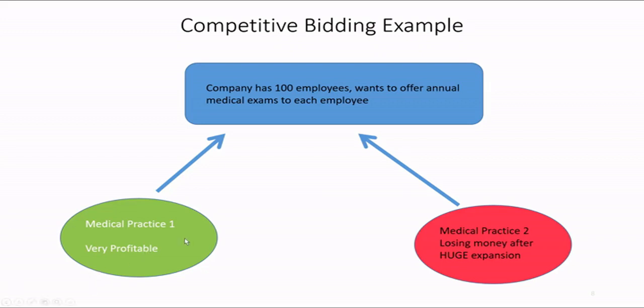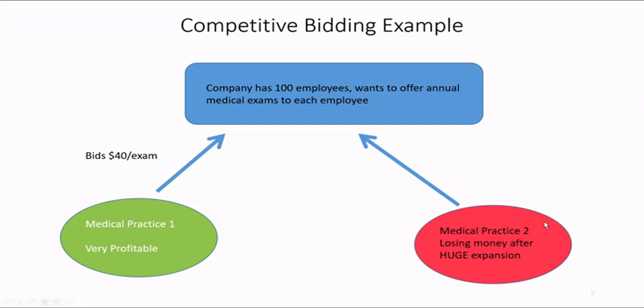Now, it turns out that medical practice number 1 is very profitable. They have a little bit of excess capacity available in their business. They're well beyond break even. And so they consider that, hey, we can submit a very competitive bid and still make some money off of that very competitive bid. And so they submit a bid of $40 for an exam.